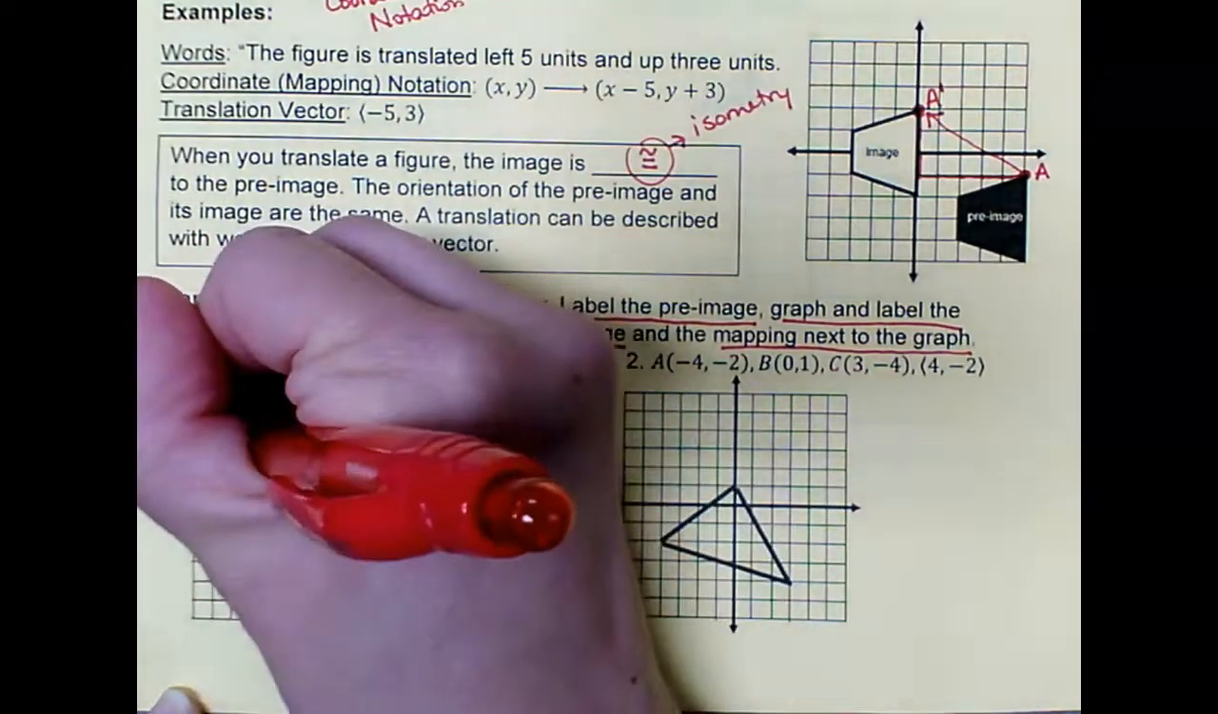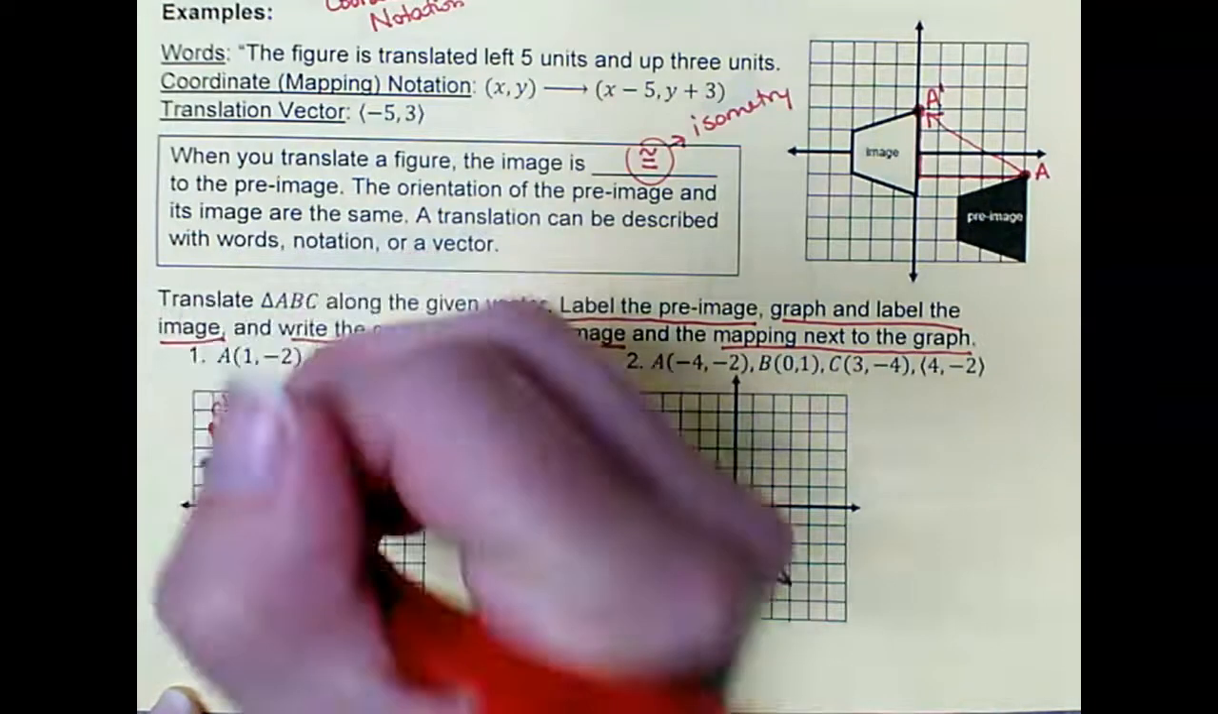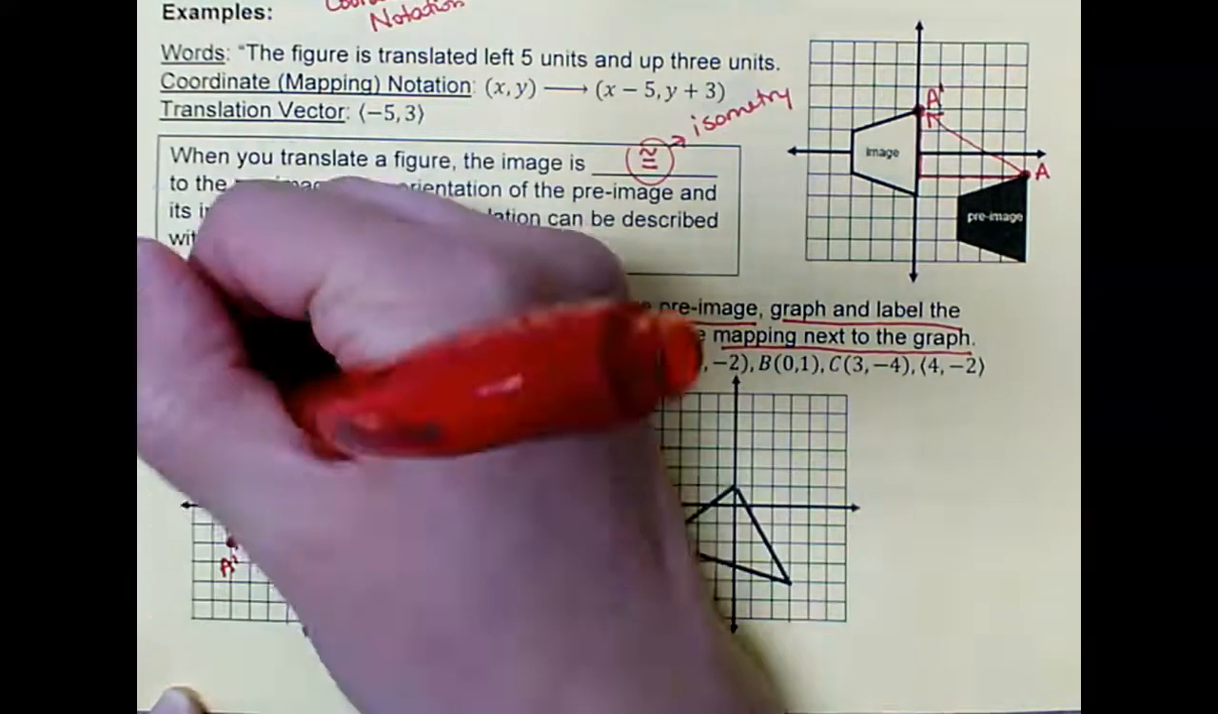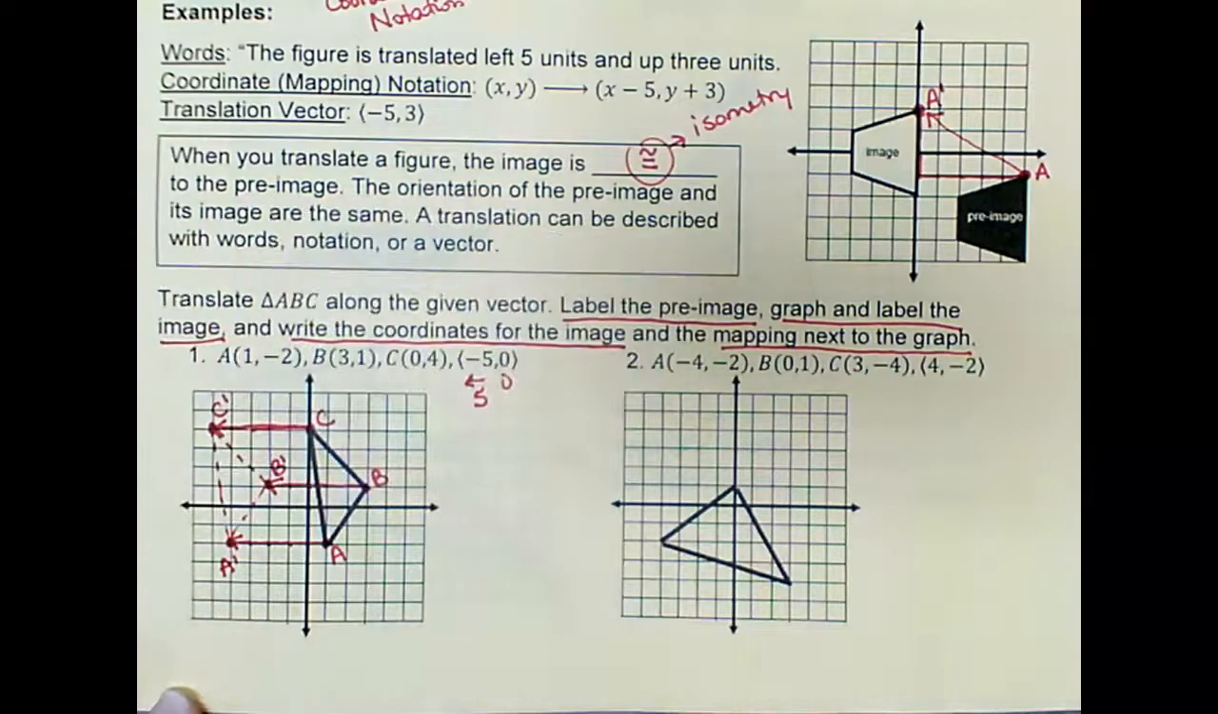So if you connect A prime, B prime, and C prime, you have your image. Which truthfully, if you struggle with drawing prisms, this is a good way to try and draw prisms. This is a rectangular prism that we have pictured here.